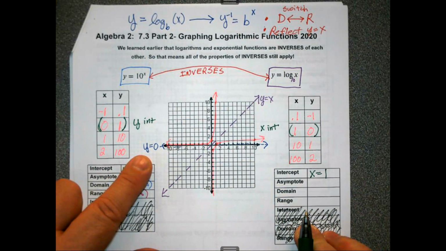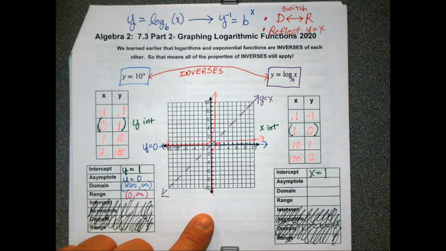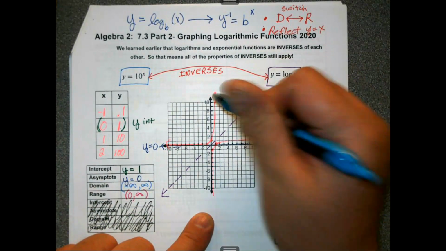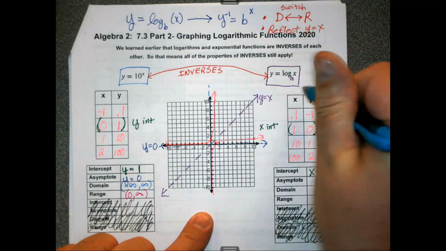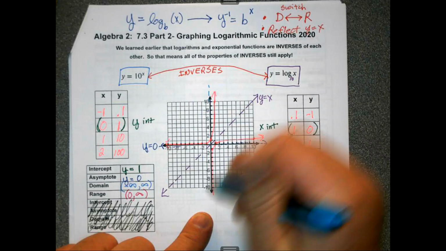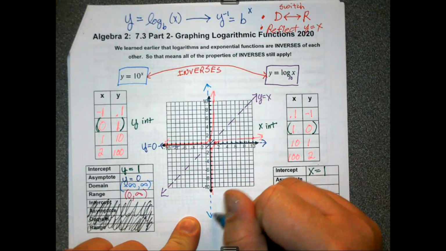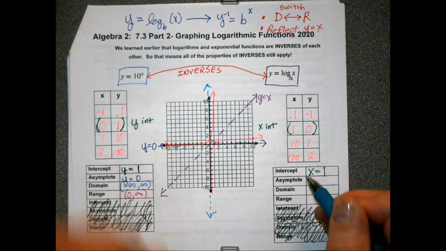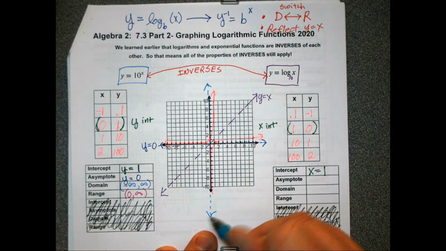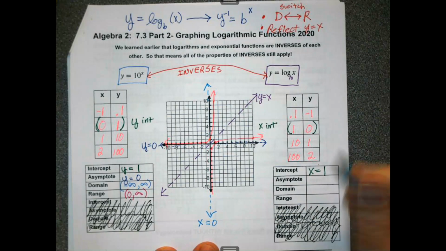Intercept, we already said now we have an x-intercept. So x is going to equal 1. Here we had a horizontal asymptote. So what do you think we have here? Vertical asymptote, which is going to be our y-axis. By the way, this is the parent function. Okay, so my asymptote is, in the equation for the y-axis, x equals 0, right?